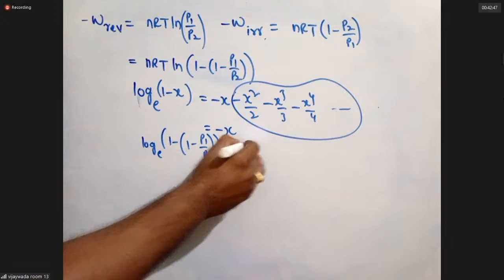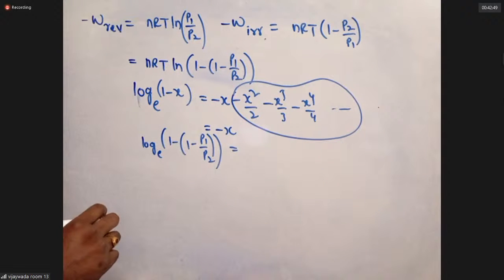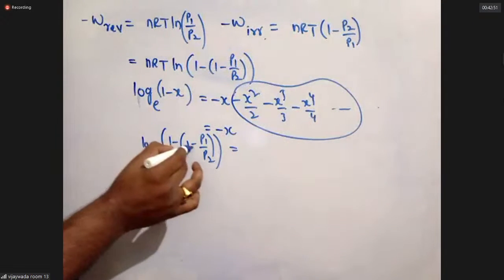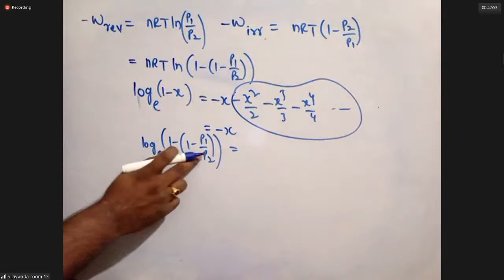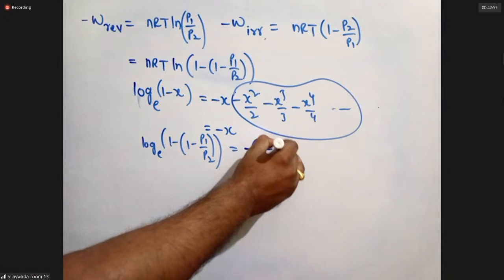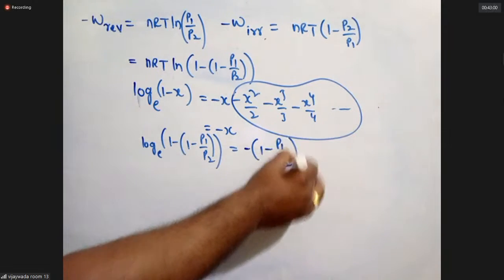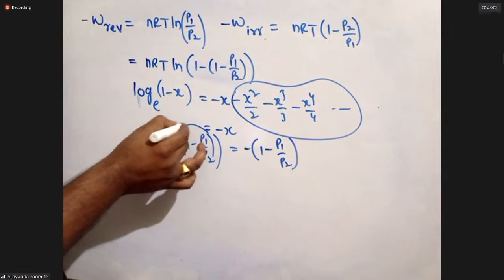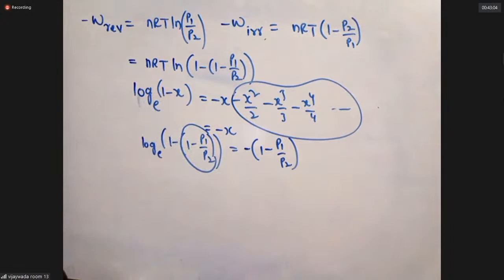Can I write? It is 1 minus x. So can I write it is minus of 1 minus P1 by P2? Because this value is x. Can I write like this? Right?